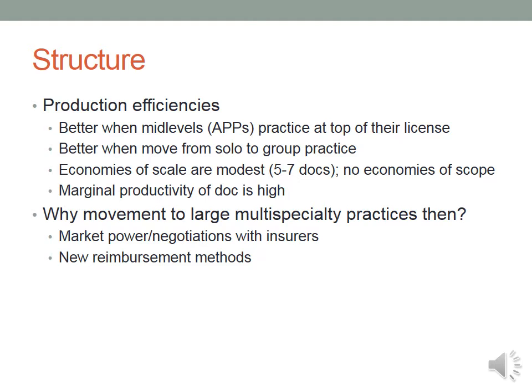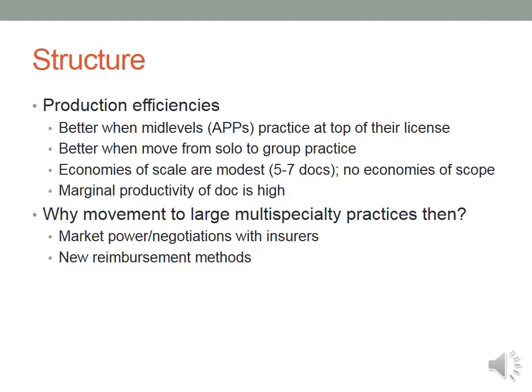We also, as I said, in structure, we talked about production efficiencies and how the production function operates for the physician market. And we said that there are efficiencies when mid-levels, those advanced practice providers, practice at the top of the license. Efficiencies are better when physicians move from solo to group practices. There are some economies of scale, but they're pretty modest.